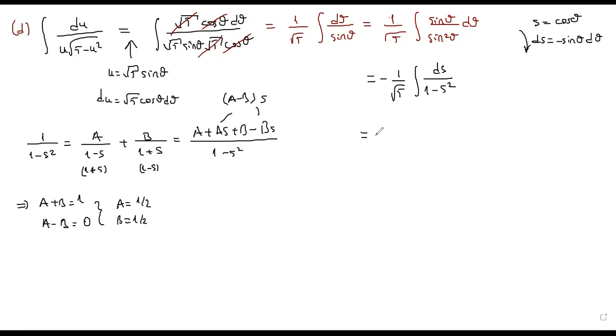So we get minus 1 over square root of 5, 1 over 2, in the parentheses 1 over 1 minus s, plus 1 over 1 plus s, ds. Now we can write this 1 over 2 outside of this integral. So what do we get? We have 2 here. And separate this integral now into 2. What do we get?